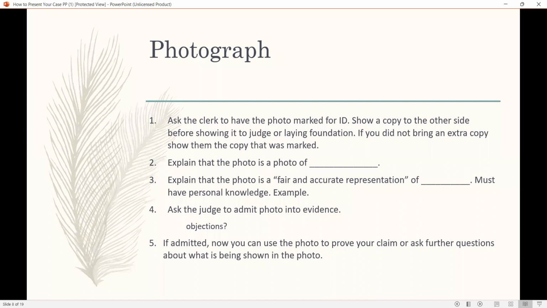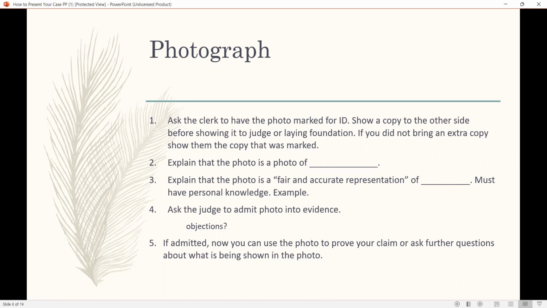So first, we're going to go over a photograph. If you have a photograph, you want to, again, ask the court or the clerk to have the photo marked for identification. And because you have 2 copies, you're going to keep 1 copy for yourself so that you can reference it throughout the case and maybe keep track of what's been marked. And then your second copy is what's actually going to be used. So you're going to show that copy once it's been marked, show it to the other side.